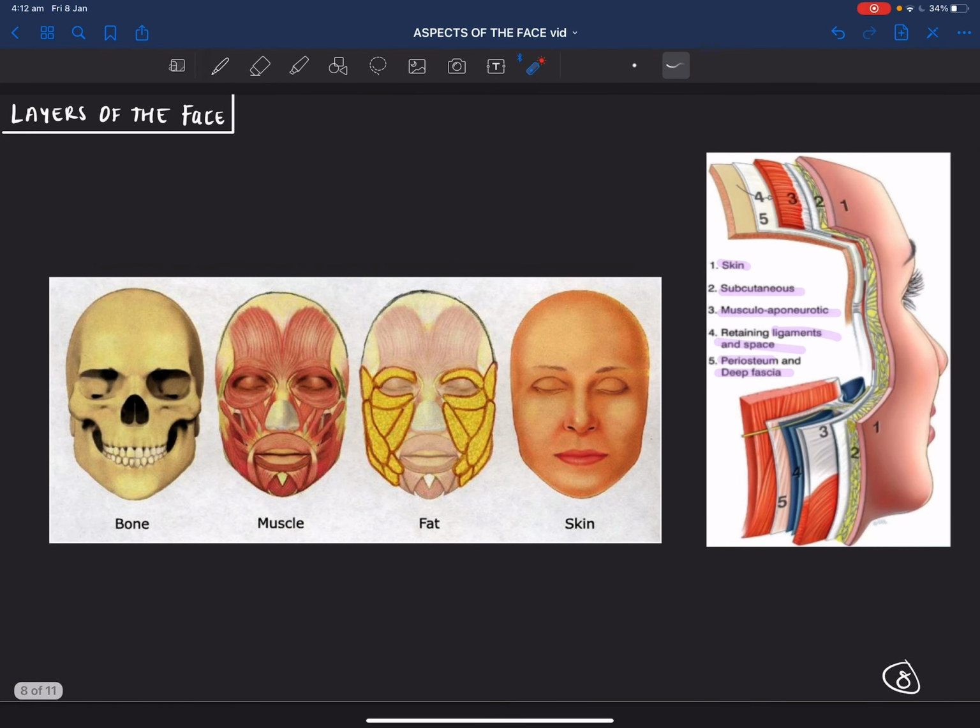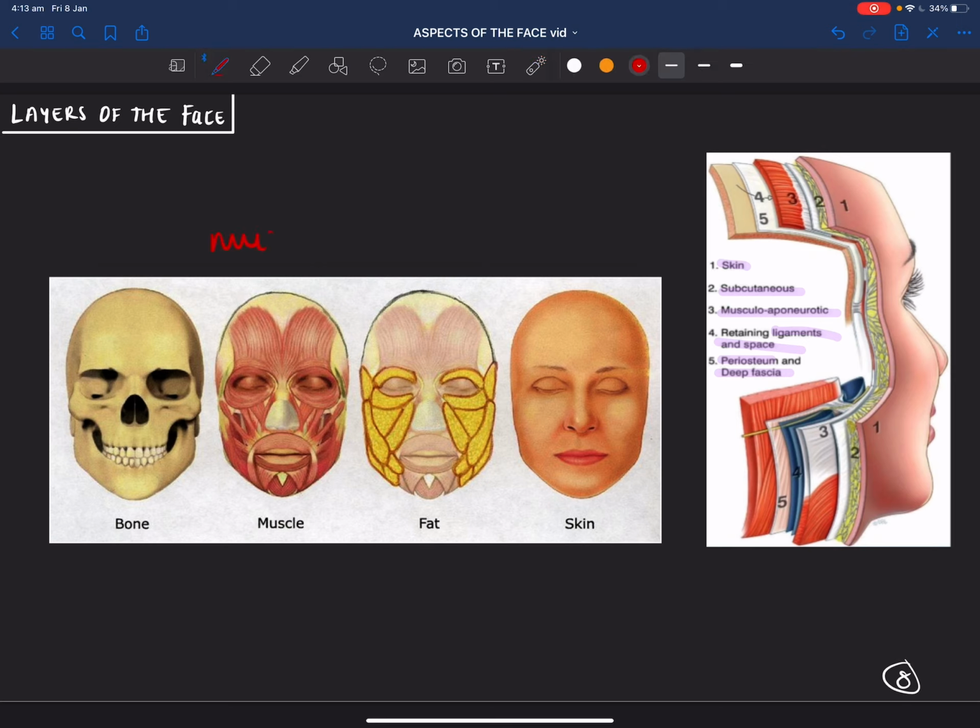Okay, next let's look at the layers of our face. Starting from very deep within, the first layer of our face is bone, as we know, our skull, our skeleton. And next we have muscle, and this includes deep muscle and something we call SMAS, which is the superficial muscular aponeurotic system.